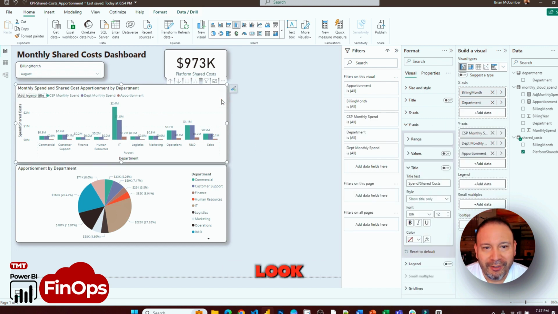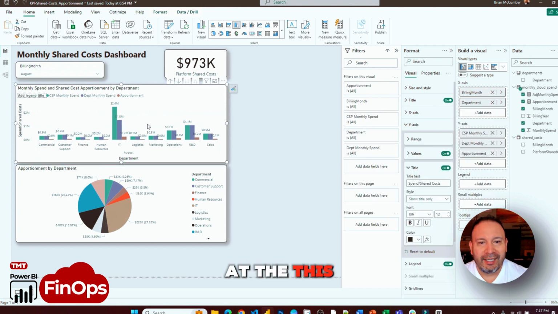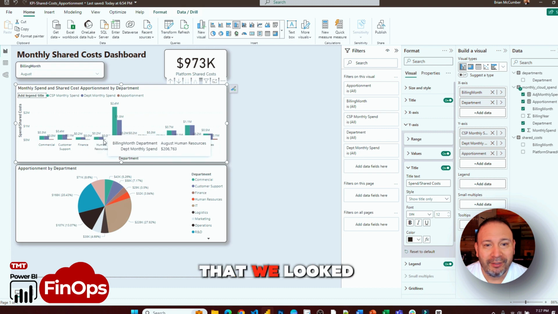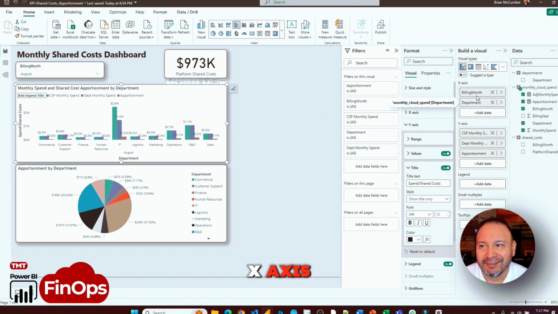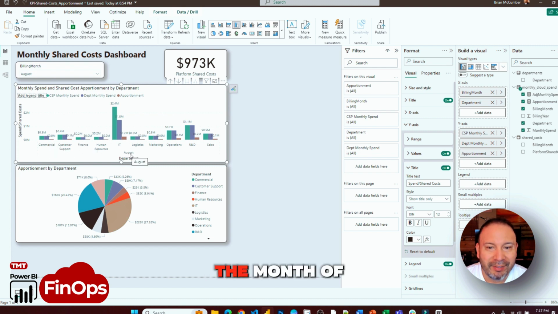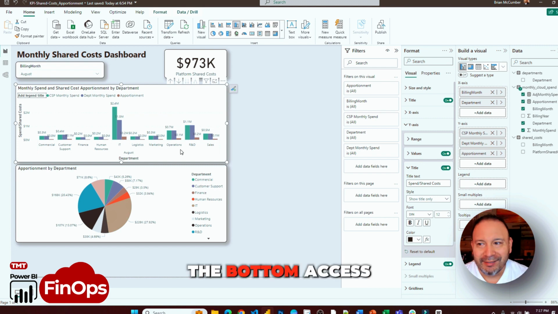Then if we look at this next chart, which has the bar chart that we looked at in the beginning, now we actually set the appropriate things. On the x-axis, what I did was add the billing month, and then I added the department. This allows us to see things broken down by department, and also to see that we selected, in this case, the month of August. So that's on the x-axis, the bottom axis.